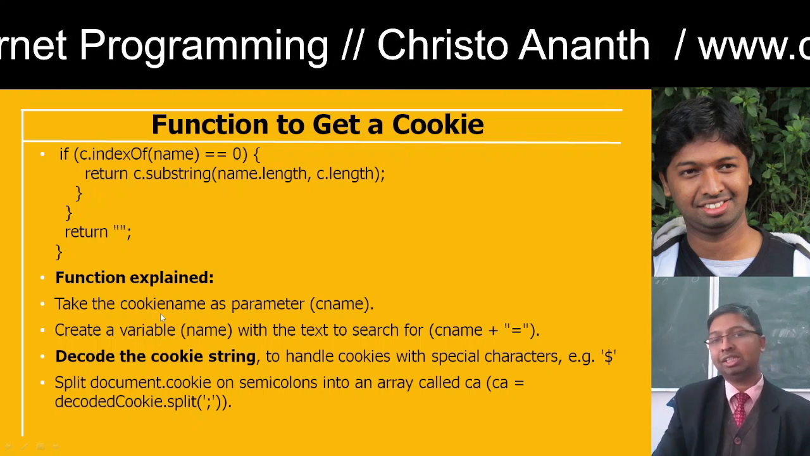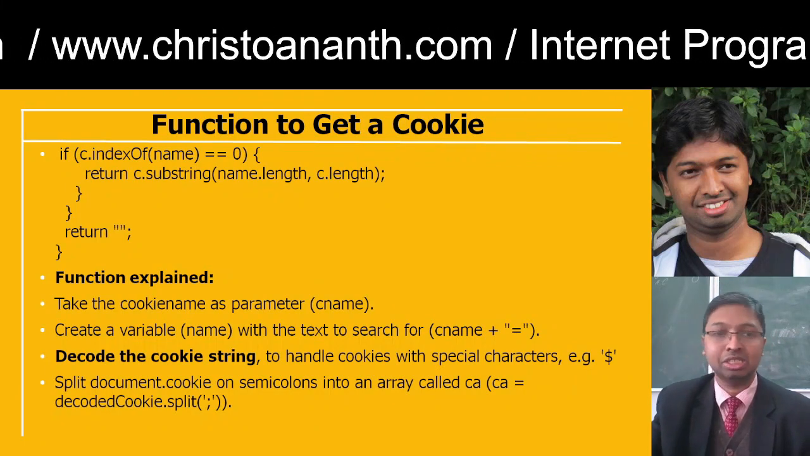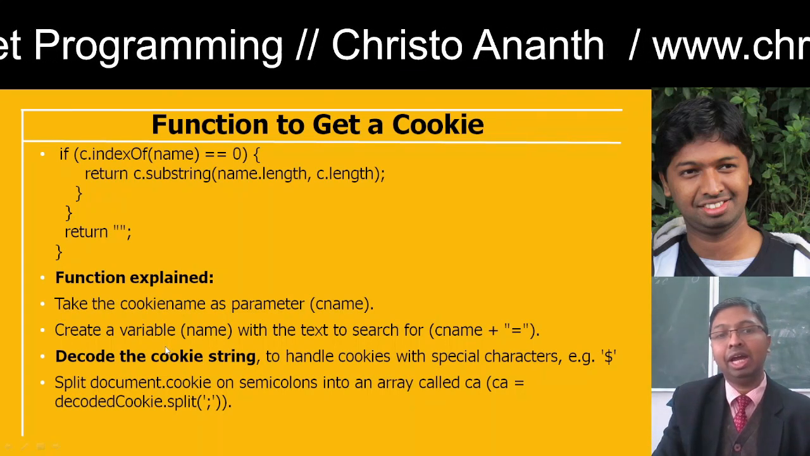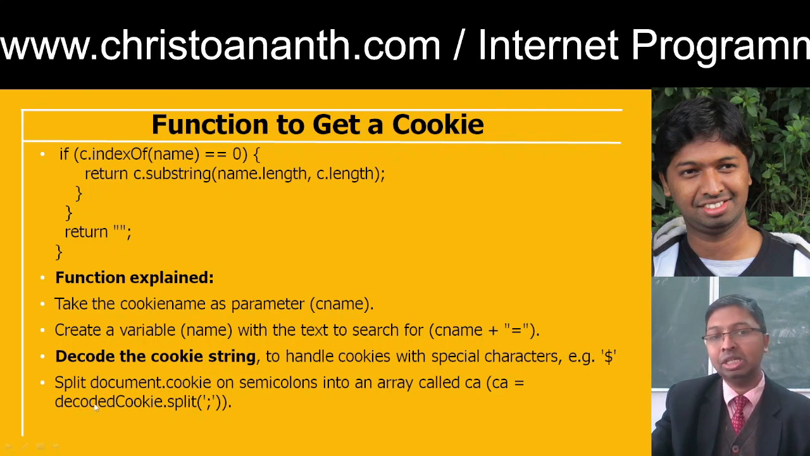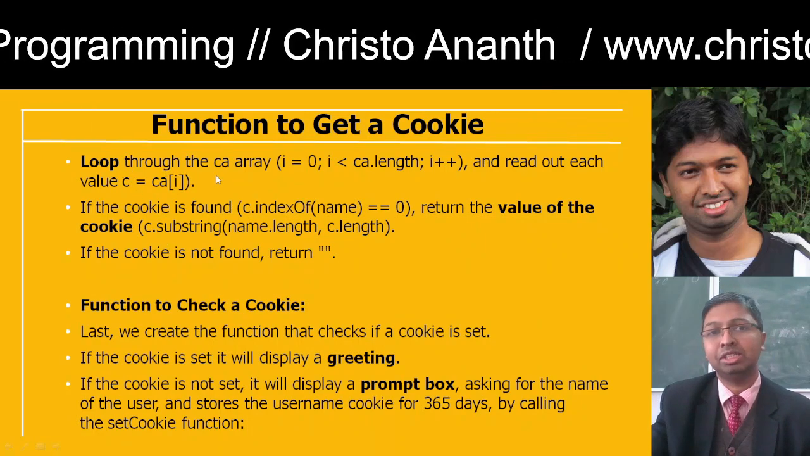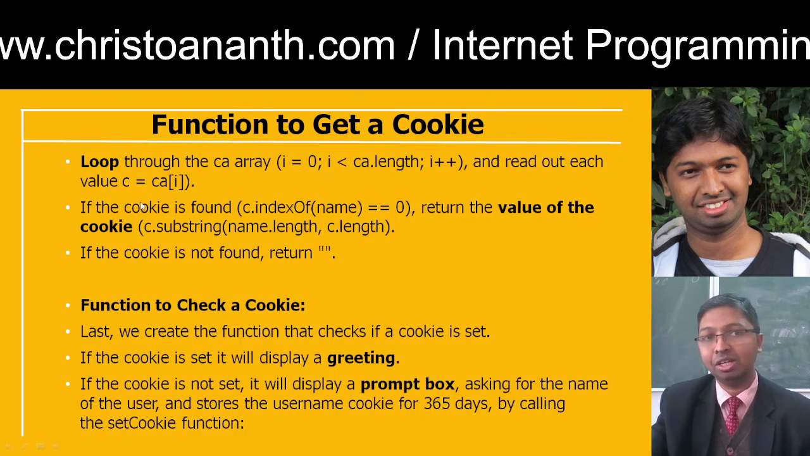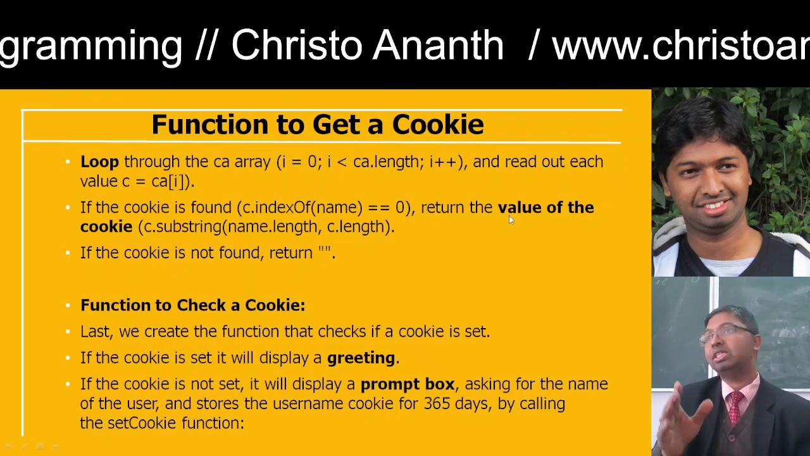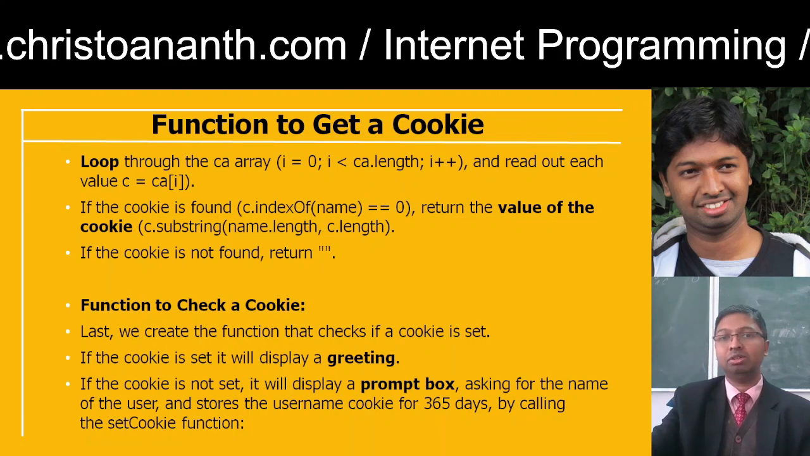You can also take the cookie name as a parameter, and create a variable name with the text that you can search for. You have to decode the cookie string to handle cookies with special characters like the dollar sign. And you split the document.cookie on the semicolons. So ca, that's the cookie array, equals decodedCookie.split. Then you have a loop that goes through this cookie array, i equal to 0, i less than ca.length, i plus plus. That reads out the value, c equal to ca of i. If the cookie is found, you return the value of the cookie, c.substring of name.length, c.length. And if the cookie is not found, then you return an empty string.